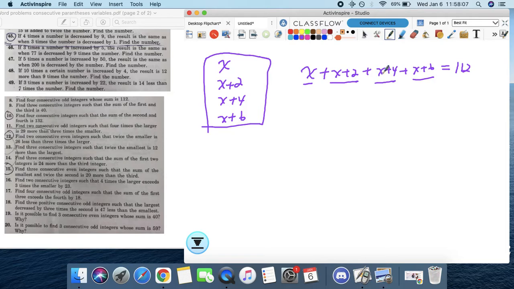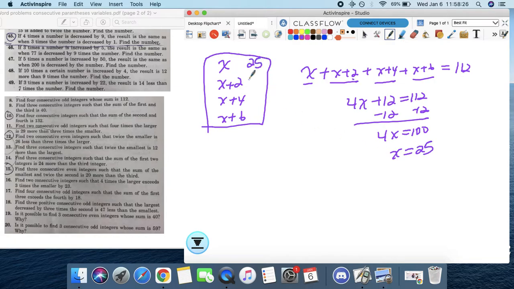So it's x plus x plus x plus x, that's 4x. Then we have a 2, a 4, and a 6, so that's 12, equals 112. Subtract 12 from each side, and we get 4x equals 100. Divide both sides by 4, and x equals 25. So my first number is 25, my second number is 27, my third is 29, and the last one is 31.